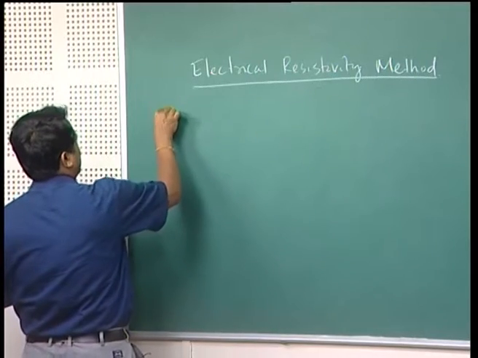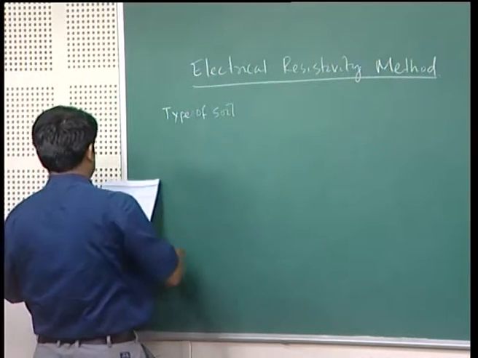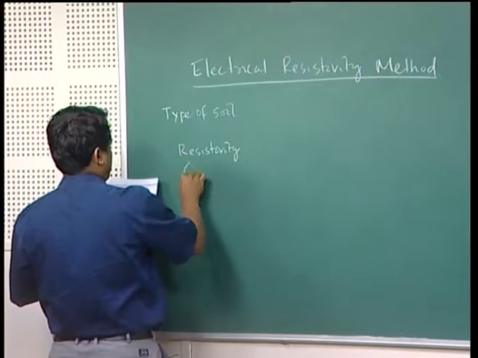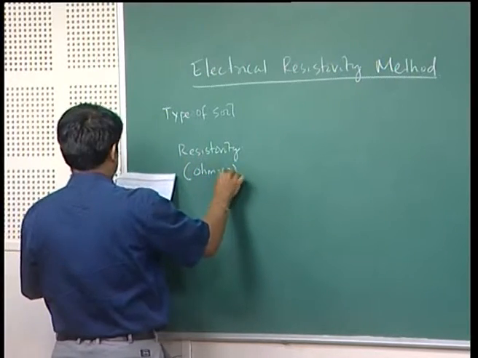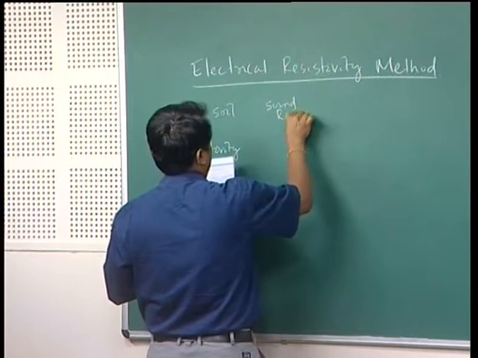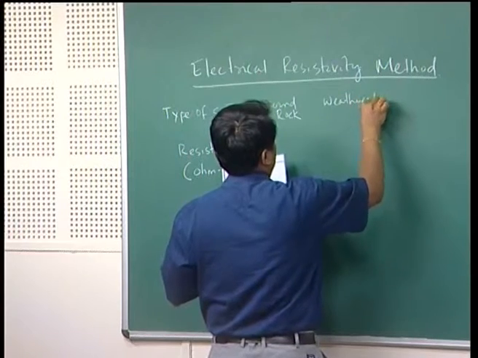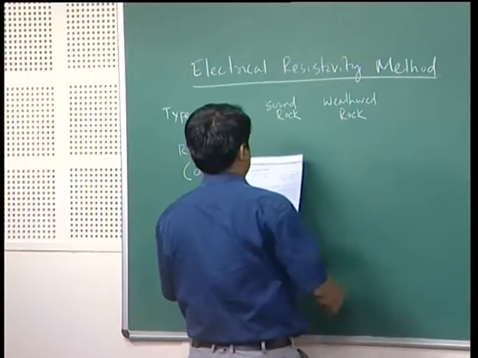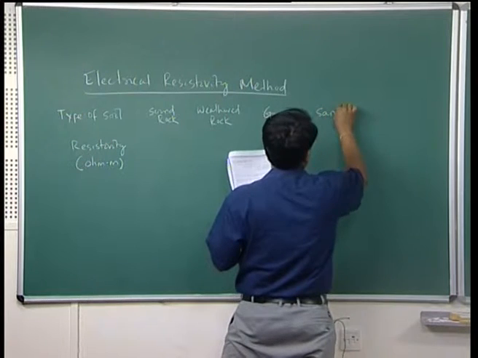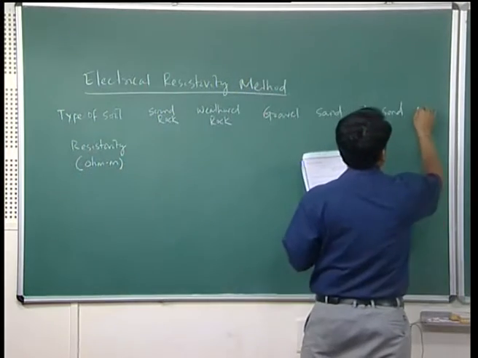If I write type of soil, then resistivity in ohm meter, then your sound rock, weathered rock, gravel, sand, clay sand, saturated silt.